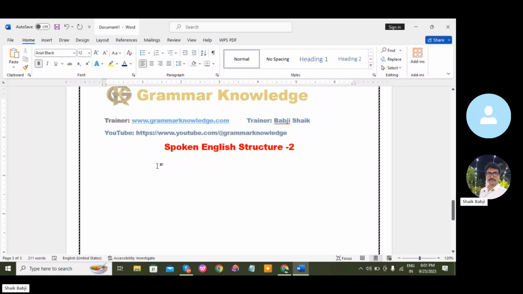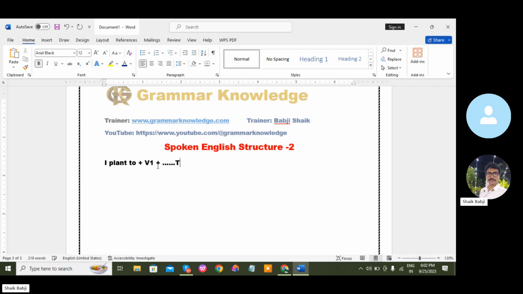Hi. Okay. Now let's learn the second structure. See the second structure. What is the structure? I plan to. The second structure is I plan to plus V1. Let's see what is the structure. How we can use this structure.